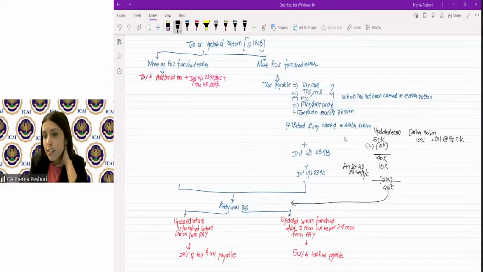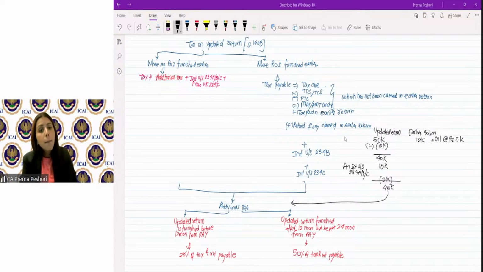Like yesterday I furnished one return of income for my client, wherein he had never filed the return of income. But whatever income he had, all the taxes he had paid by way of TDS. The TDS was entirely deducted. So there was no additional tax payable, but he filed the updated return for financial year 21-22. So additional tax payable will come only when there is tax payable. If there is no tax payable, there will not be any additional tax. There was only late filing fee. Clear, Namrata?